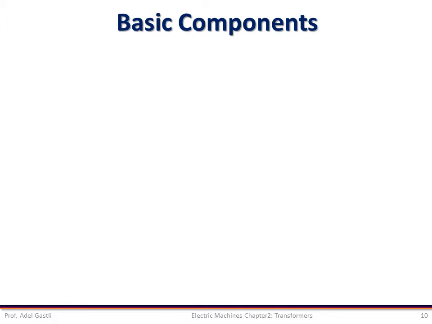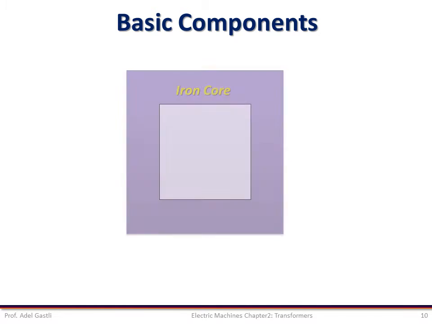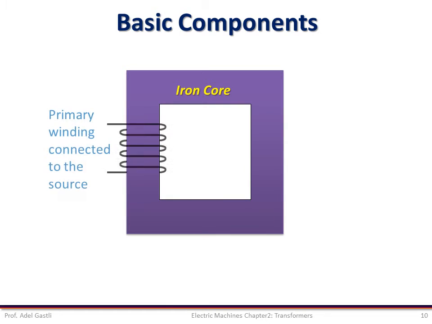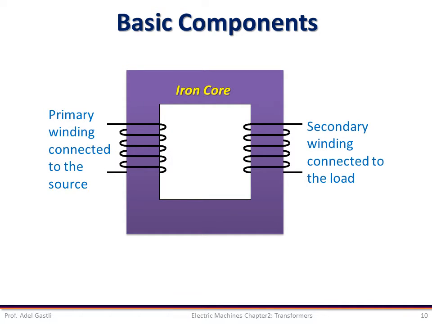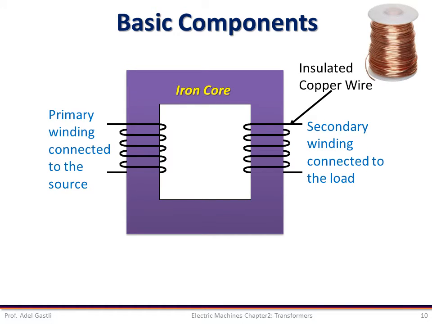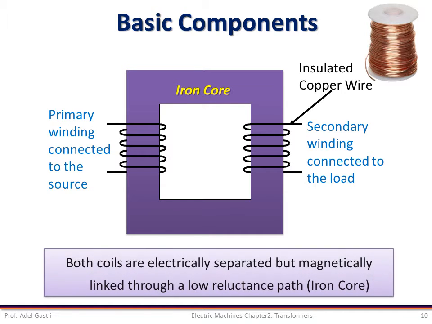Now, let us look at the basic elements of a transformer. The basic components of a transformer are the iron core, the primary winding connected to the source, and the secondary winding connected to the load. Both windings are made of insulated copper wire. Note that both coils are electrically separated but magnetically linked through a low reluctance path, which is the iron core.